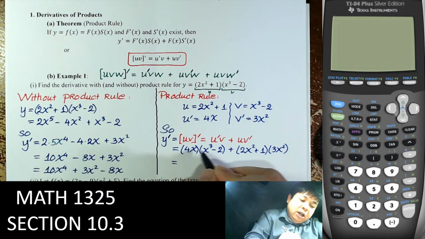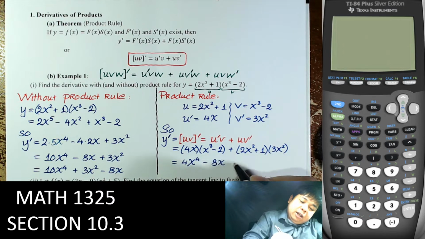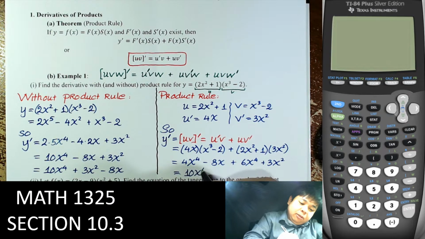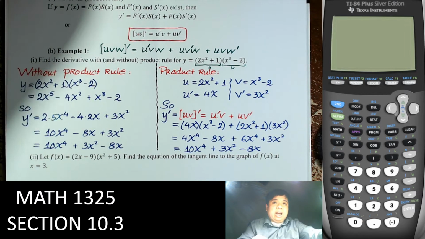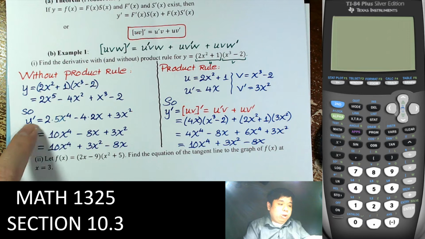Alright, let's do that. This gives us 4x to the 4th power minus 8x, and that gives us 6x to the 4th power plus 3x squared. Combine like terms: 4x to the 4th and 6x to the 4th make 10x to the 4th, plus 3x squared minus 8x. Of course that should be the same. This is not a proof, it just demonstrates how the product rule works. And of course we check the answer against the one without the product rule.